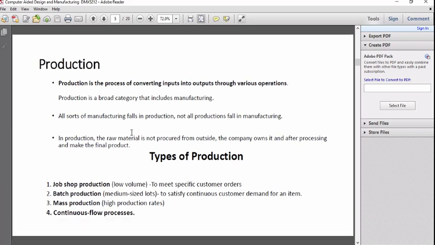In production you must have learned all these. There are different kinds of production types. One is job shop production, batch production, mass production, continuous production process. Actually, all these you can call production processes, or the types of production, or types of manufacturing processes.